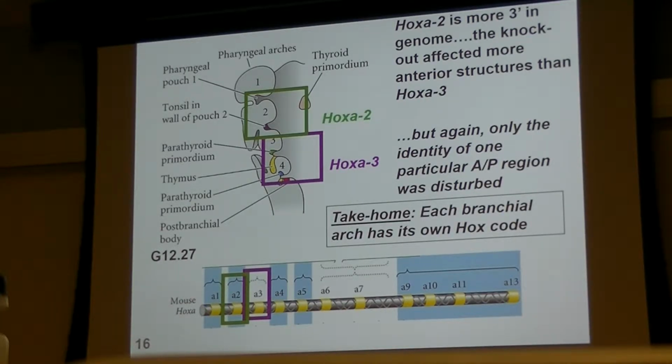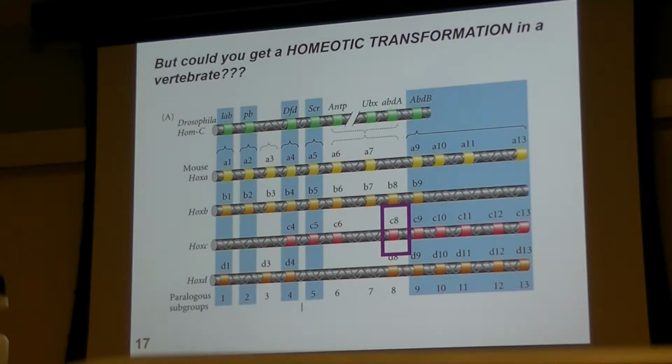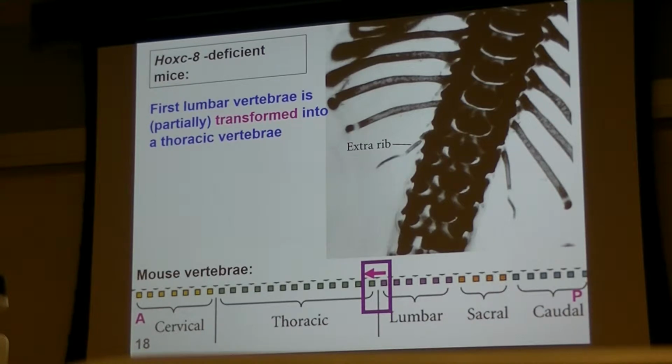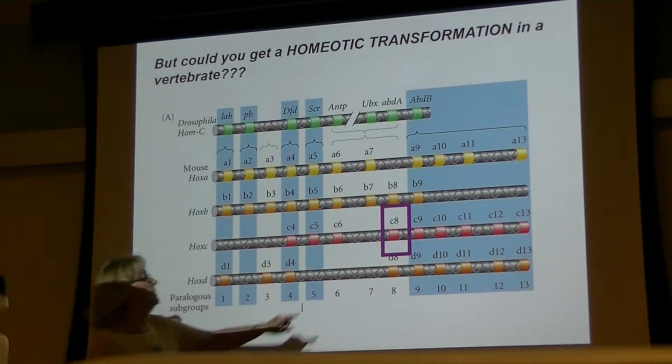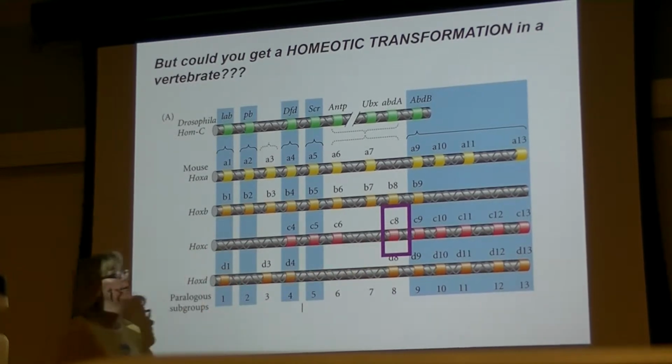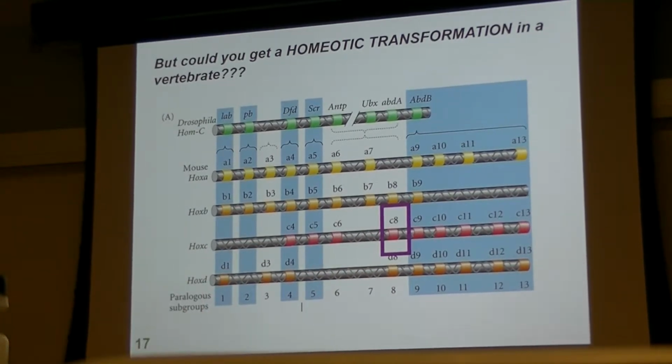Okay, so each of the branchial arches is going to have some unique combination of Hox genes, and therefore you get the correct patterning of these structures. Okay, HOXA8. Where was that guy? That was here. HOXA8 is quite a bit further down in the location on the genome.